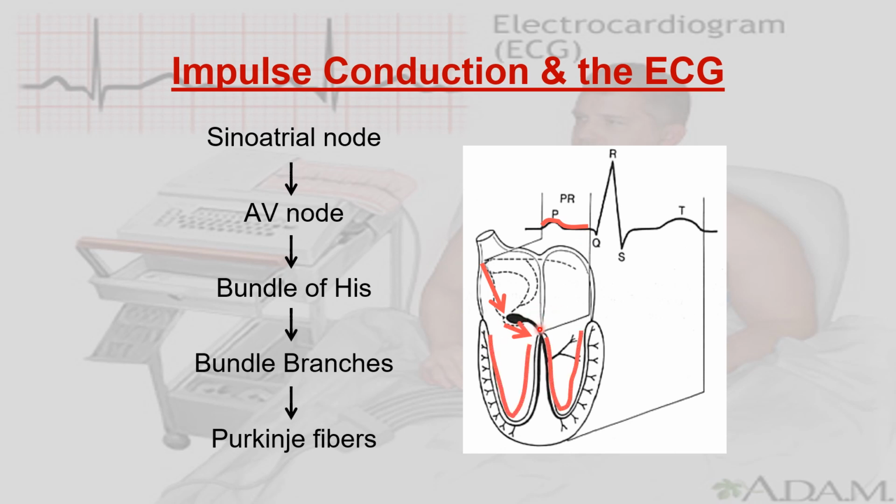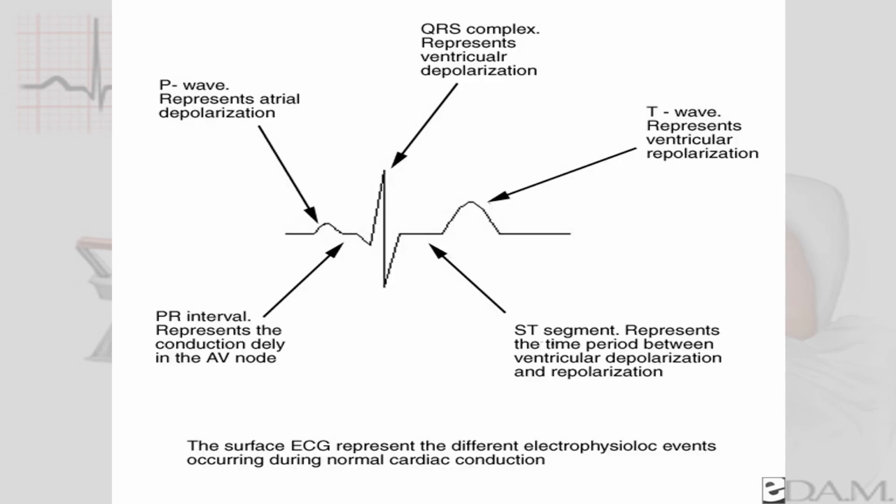And then the impulse will go very quickly in both ventricles, in the left and right bundle branches, producing another big wave called the QRS complex. So the QRS complex represents ventricular depolarization. So the P wave is atrial depolarization, and the QRS is ventricular depolarization. And then the ventricles will repolarize. After some time, the ventricles become repolarized, producing the T wave.